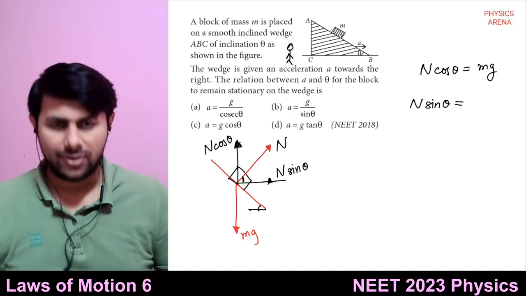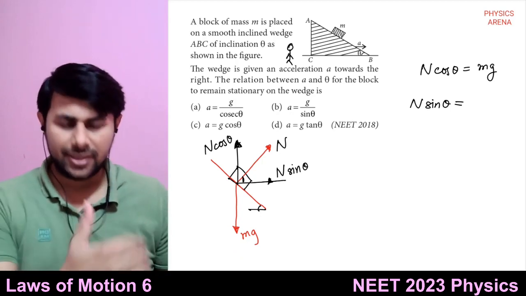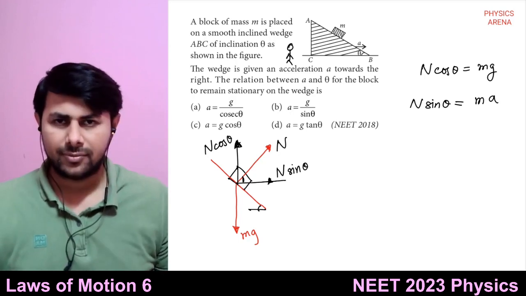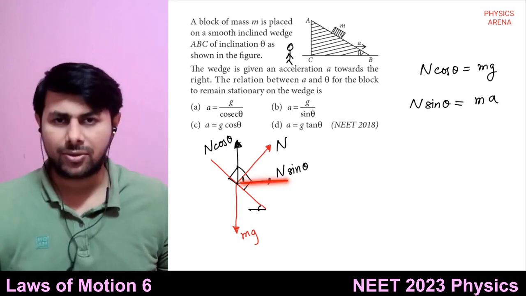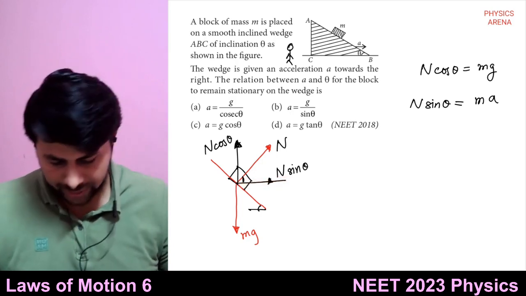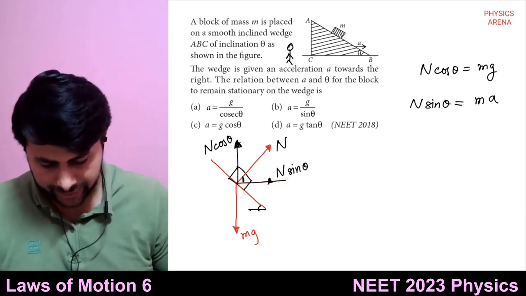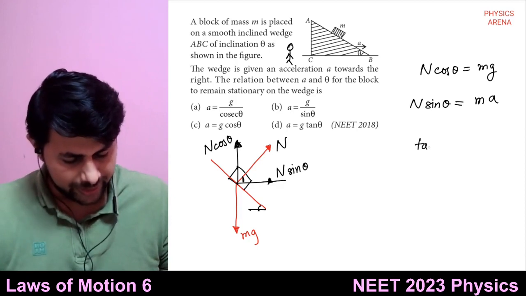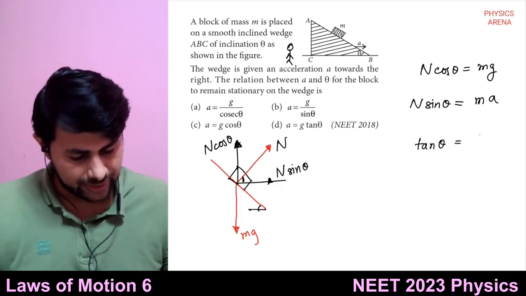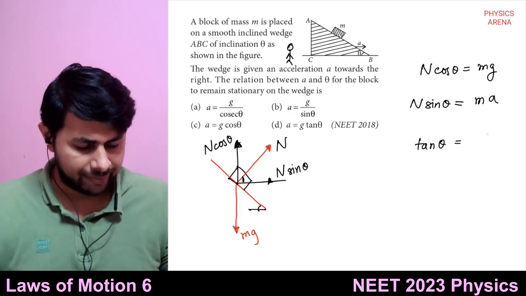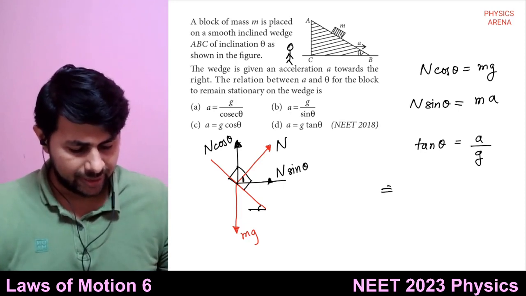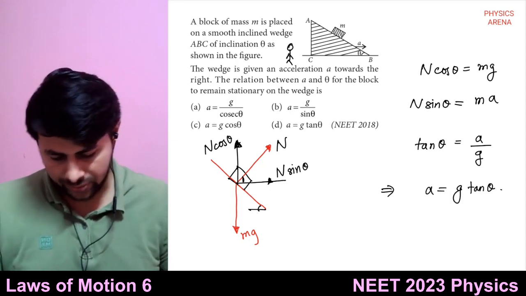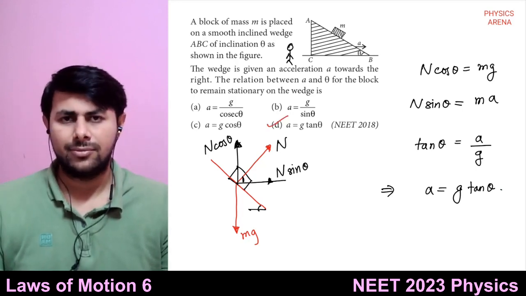The horizontal force acting on this block due to the wedge. The wedge is moving like this. It is exerting some horizontal force on the block. It is m times the acceleration a. So it is provided by what? Horizontal component of normal reaction. And now you can divide first by second or second by first. So N and N will get cancelled out. If I divide second by first, I will get tan theta equals to what? Ma divided by mg, that is a divided by g, and therefore a is equal to g tan theta. So g tan theta, option D is the answer. Understood?